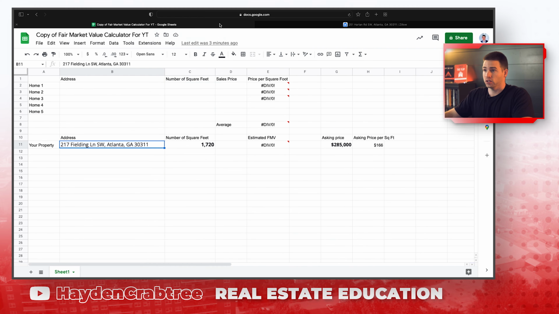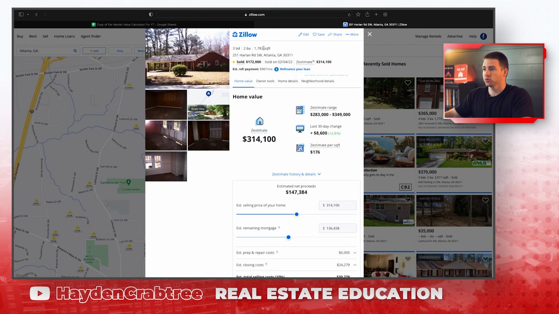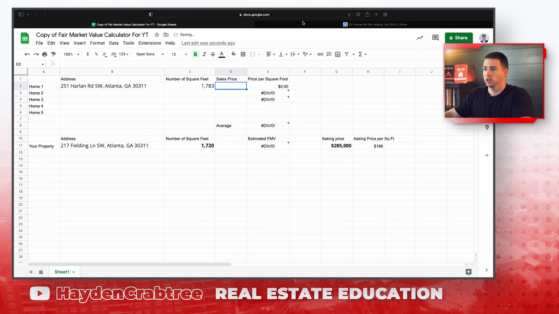We're gonna take this address, I'm gonna paste it here. Number of square feet, this one has 1783. And the sales price on this one actually sold for $172,000. Okay, now remember, this property needed some work, okay? So if I can find a better comp, I'm gonna use a better comp, okay?